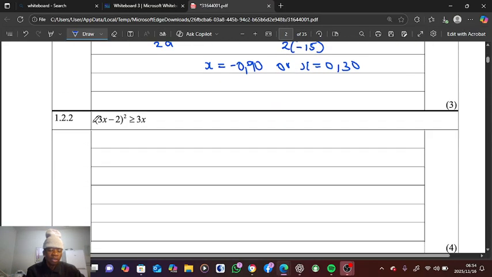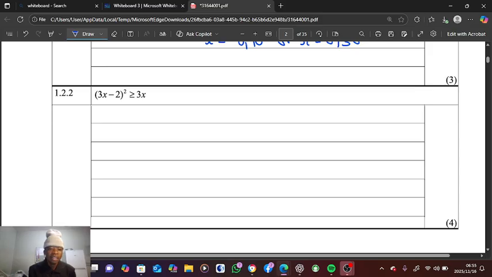Then we move to 1.2.2. On 1.2.2, it's an inequality indicated by this sign. We notice that this is an inequality, so we have to check how we can solve for x here. What we've noticed so far is that this bracket is squared, meaning there are two brackets here. We can simply say (3x minus 2)(3x minus 2) is greater or equal to 3x. This indicates that our brackets are 2. If there was a 3, we would multiply 3 brackets. Therefore, we have to multiply both these brackets out by the rules of expanding brackets.